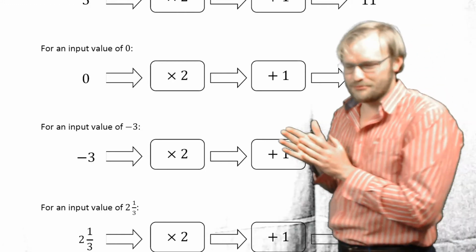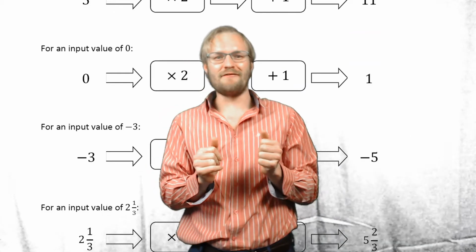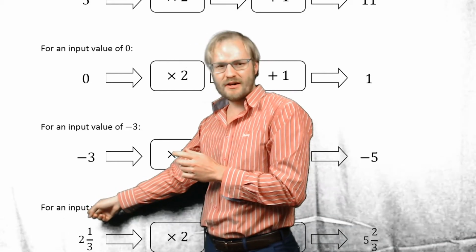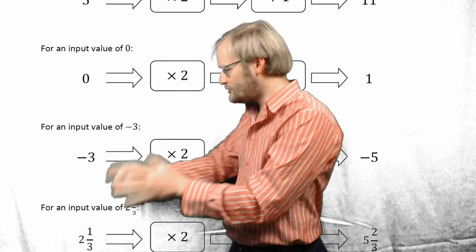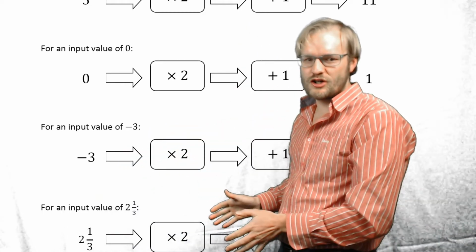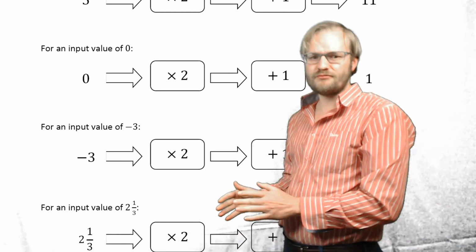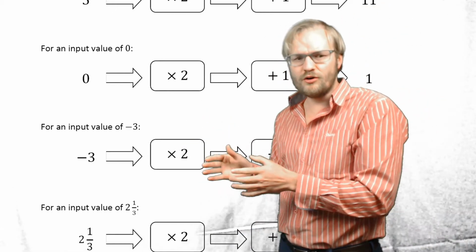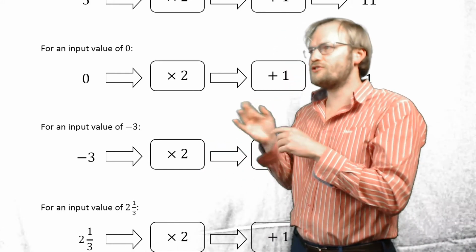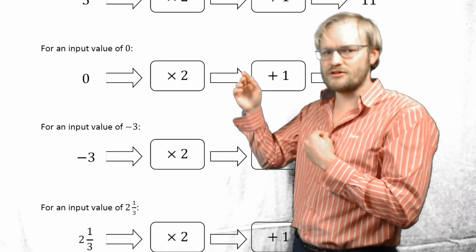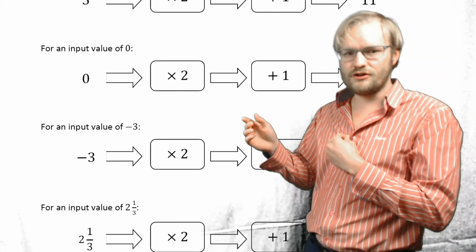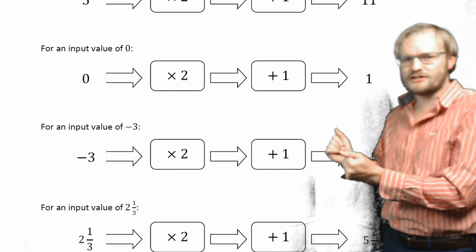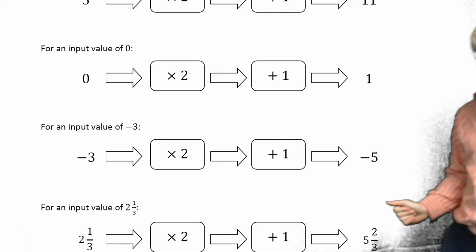Okay, so our last example. Ooh, a fraction. We love our fractions, right? Okay, so the input value this time is 2 1/3. We're going to take our 2 1/3 and multiply it by 2. Well, 2 times 2 1/3 might be easiest to use as an improper fraction if you wanted, or 2 1/3 times 2. 2 times 2 is 4. 1/3 times 2 is 2/3, so it must be 4 2/3. Okay, but you're writing all this down. Plus 1, 4 2/3 plus 1. There it is, 5 2/3.